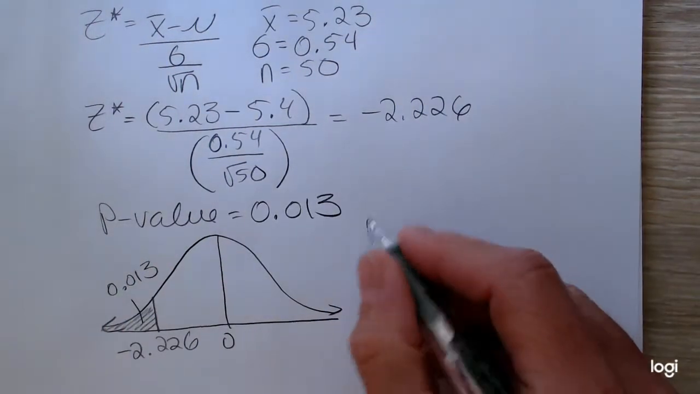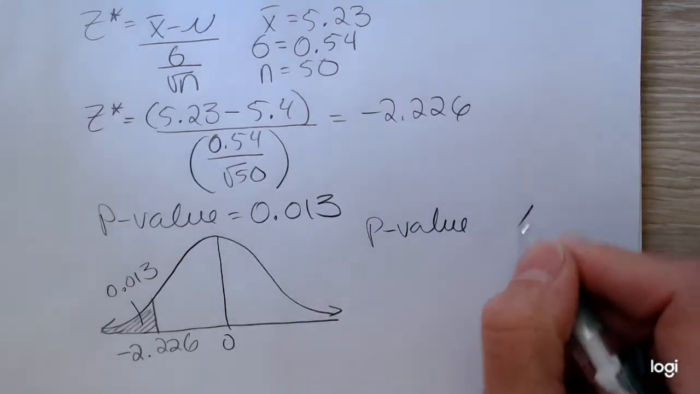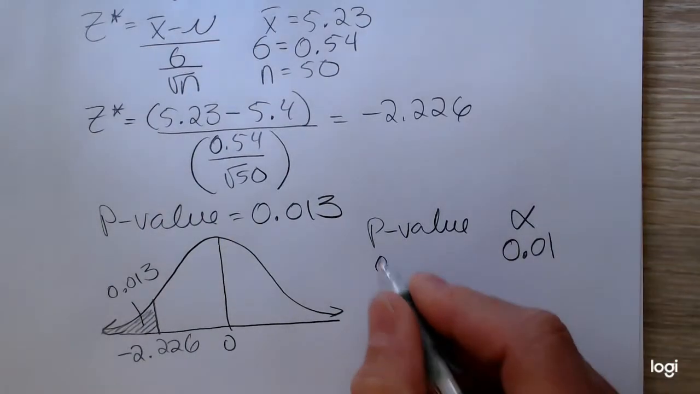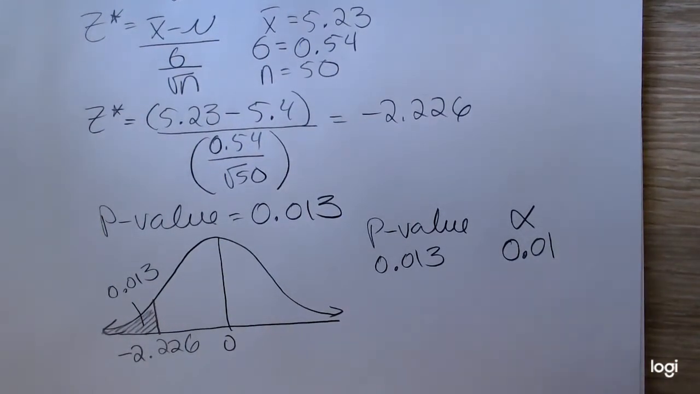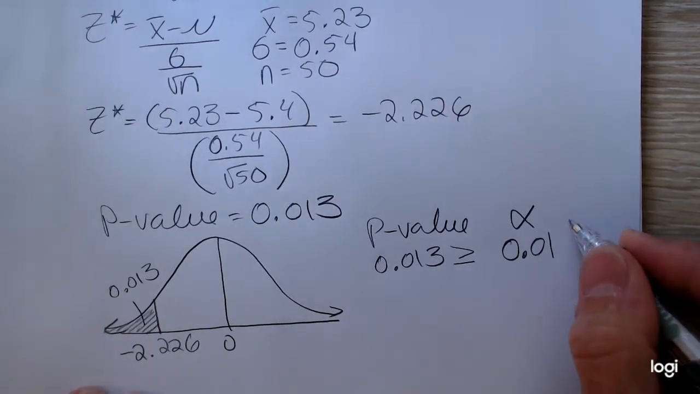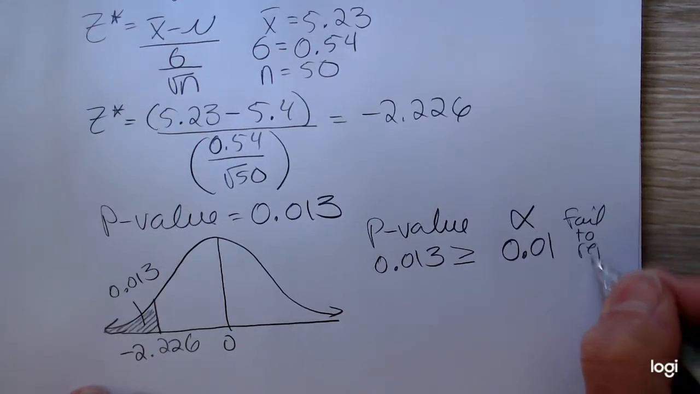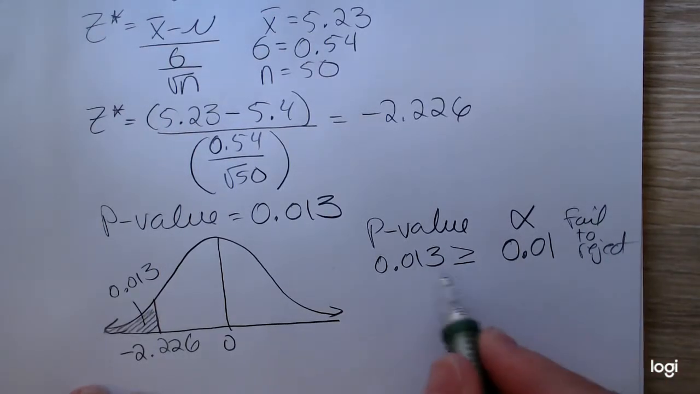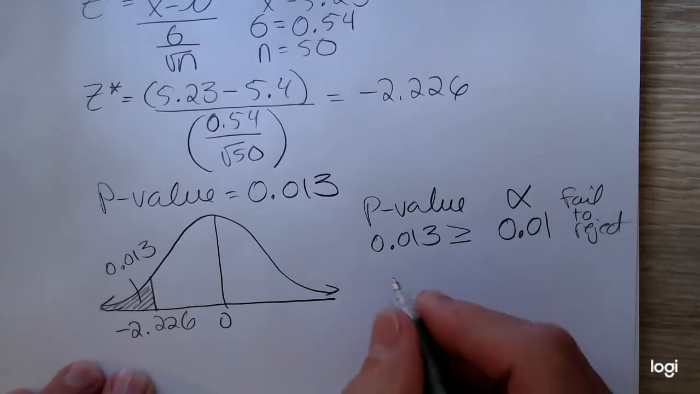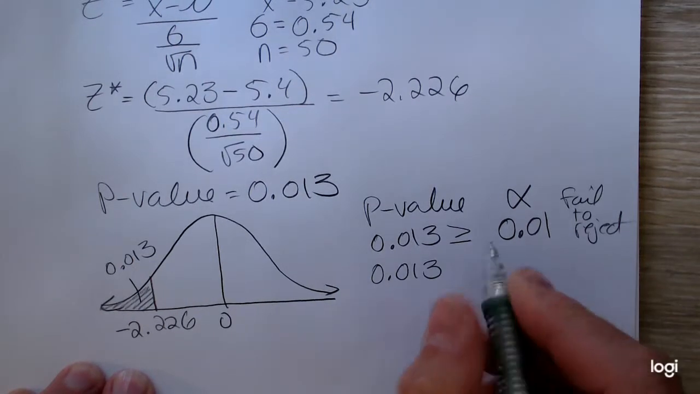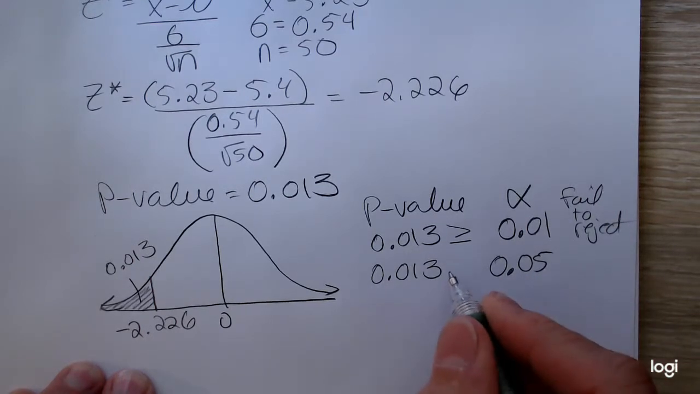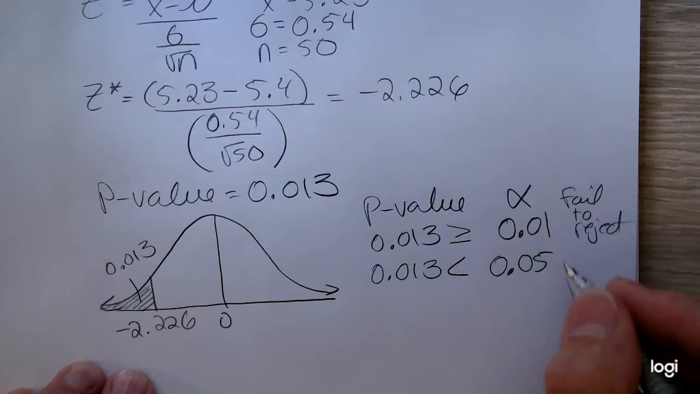When your p-value is compared to your level of significance, and in this problem it's 0.01, when your p-value is greater than or equal to your level of significance, the decision is to fail to reject. Now these two values are very close together. This is only a smidge above our level of significance. So for example, if I changed my level of significance to 0.05, the decision would then be to reject the null.